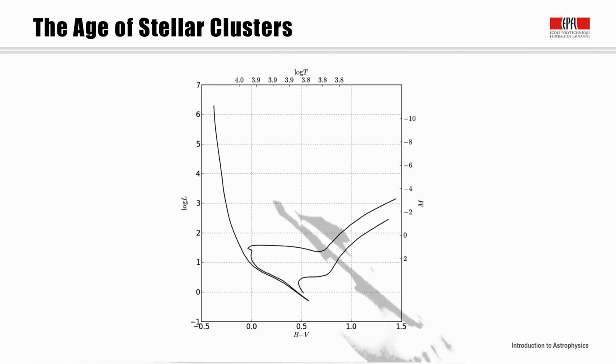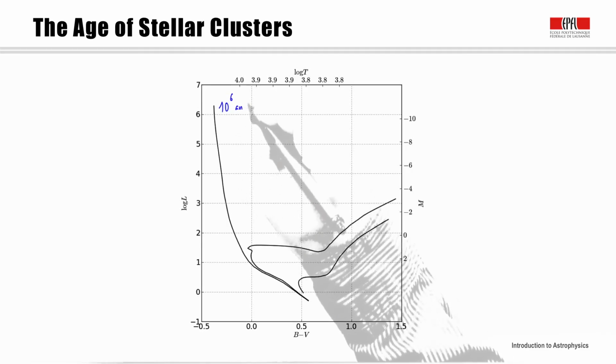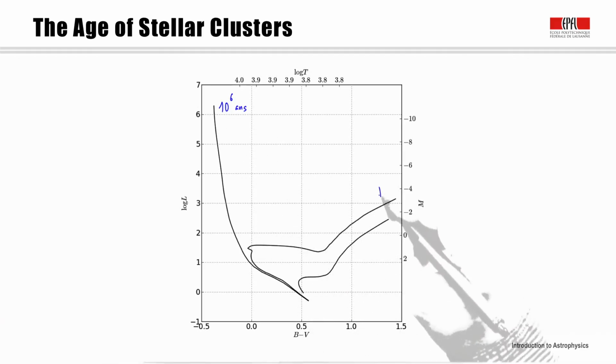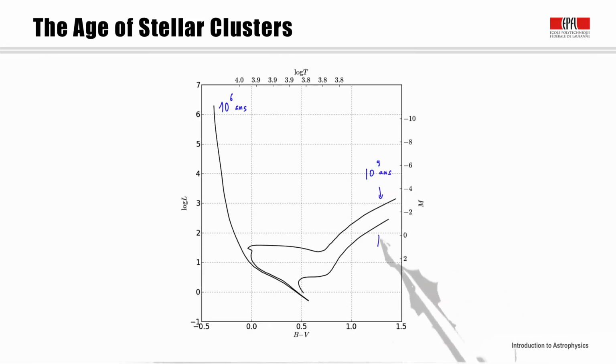Here are some examples of isochronous curves. This one is the isochron we had on the previous diagram, which corresponds to the main sequence of very young stars, on the order of 10^6 years old. Here's the isochron for 10^9 years, and the other one for 10^10 years. Namely, 10 billion years, almost the age of the universe.